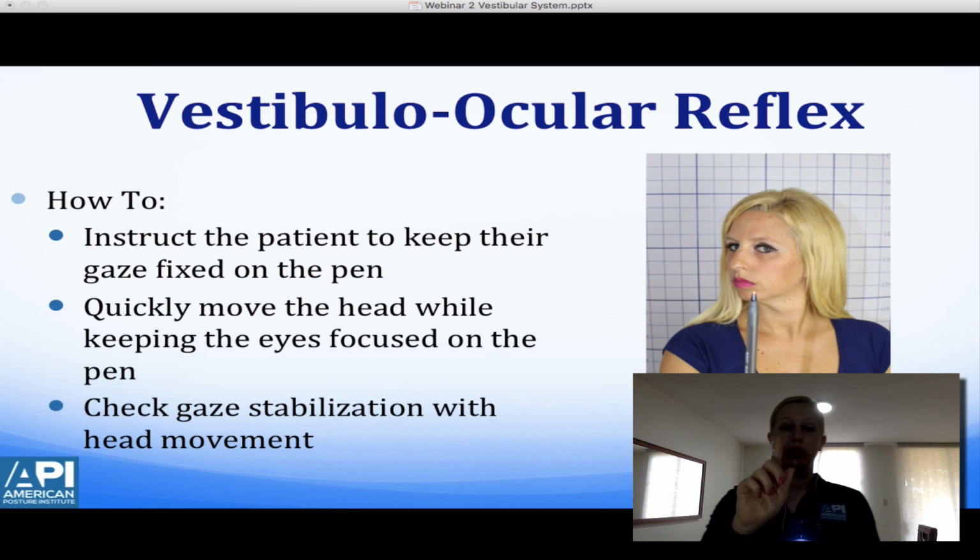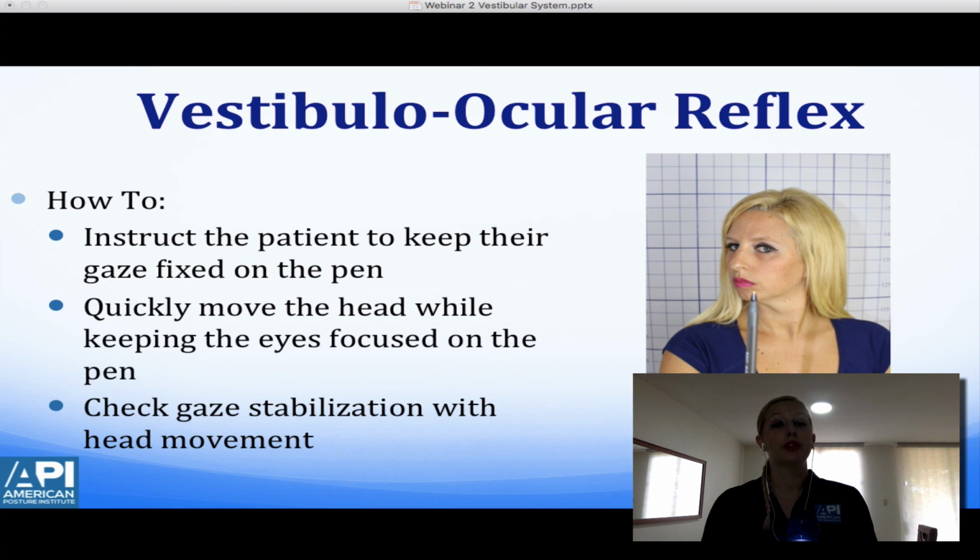So as I do this straight on, I'm keeping my finger out here. I'm keeping my eyes, gaze stabilized on the finger while moving my head quickly to the right. Okay, so this is not a slow, smooth pursuit type of movement like this. That would be the difference. It's not a slow movement. It's going to be a quick movement.